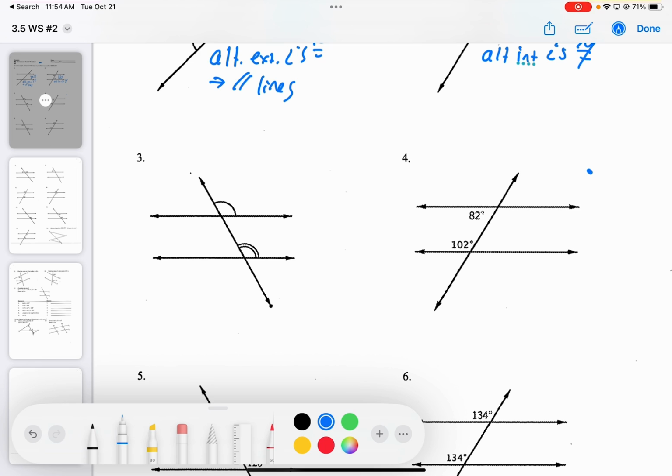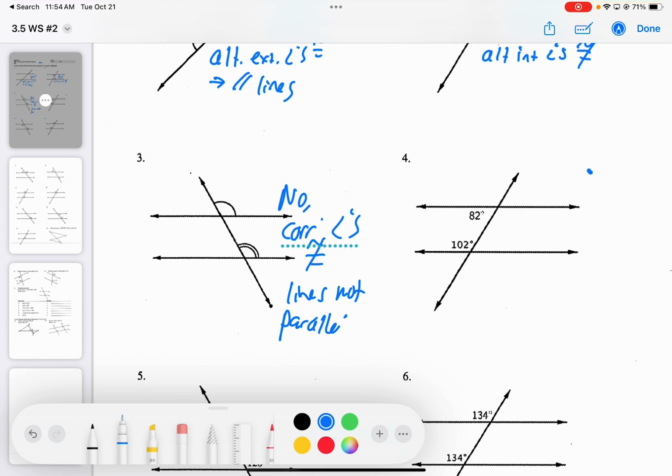Not parallel. Because they have a different number of arcs, that means that those angles are not congruent to each other. So I like it. Corresponding angles not congruent, lines not parallel.